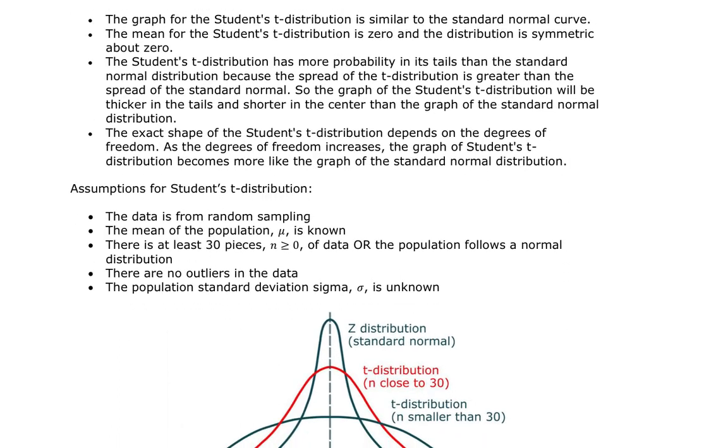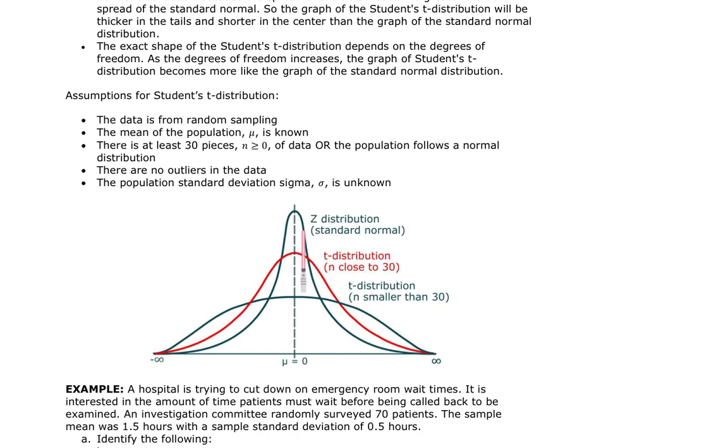There are some assumptions that come along with a student T distribution. The data that we're selecting is a random sample. The mean of the population is mu. There has to be at least 30 pieces of data, or the population needs to follow a normal distribution, and there will be no outliers in the data, and the population standard deviation sigma is unknown. So here is what a standard normal distribution is. It's a really skinny thing here. This is a T distribution where n is close to 30, that's this red, and this is a T distribution where n is less than 30, so you can see that it's not really a good choice for using a T distribution.